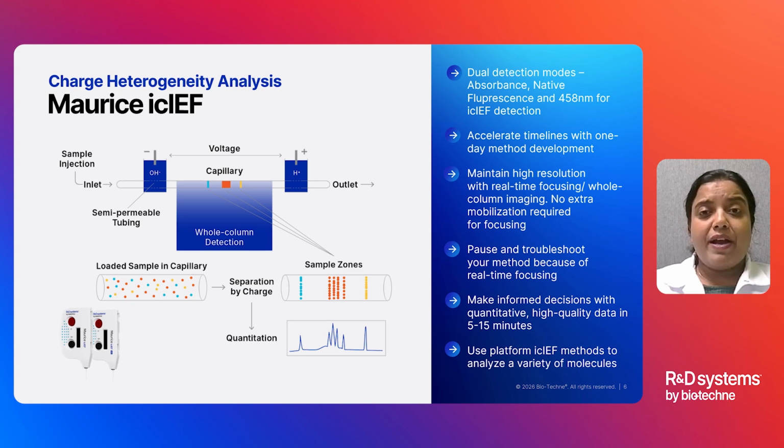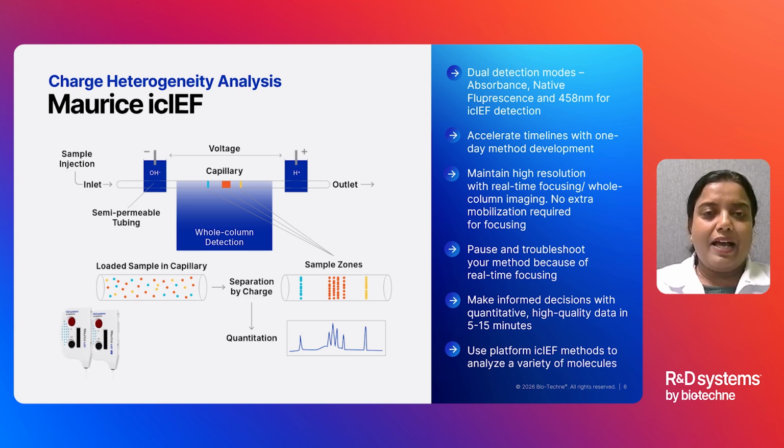The assay starts by introducing the sample in a master mix containing ampholytes, pI marker, methylcellulose, and other additives that fill the entire capillary. When voltage is applied, a stable pH gradient forms and the proteins migrate until they reach their isoelectric point, where the net charge is zero. A whole column imaging system detects the focused protein bands directly along the capillary at 280 nanometers. After a brief automated wash cycle, the system is ready for the next sample.